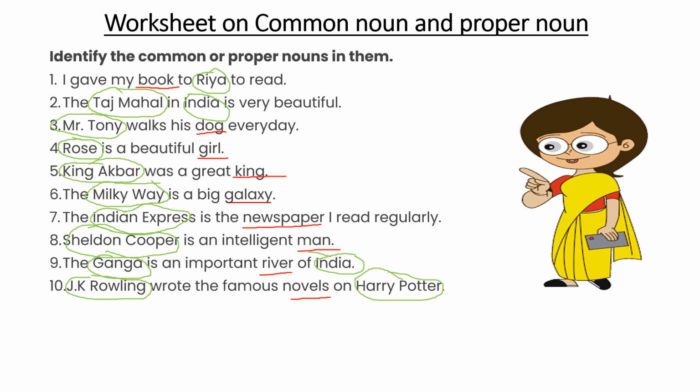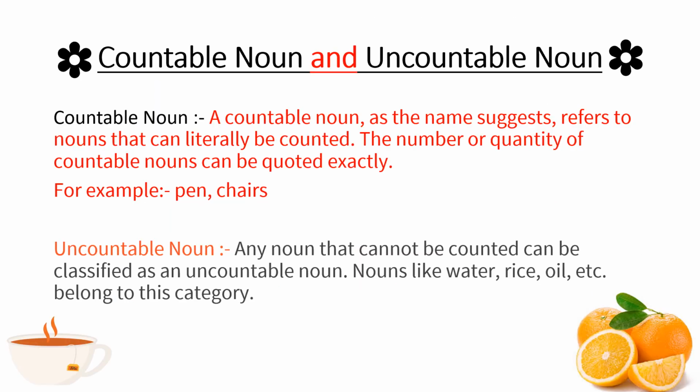Now let's move forward. Countable noun and uncountable noun. Countable nouns are the nouns that can be counted. The number or quantity of a countable noun can be quoted exactly. For example, pens, chair. Now we can say 4 pens, 4 chairs, 50 pens, 50 chairs. So we can quote the number of the countable nouns.